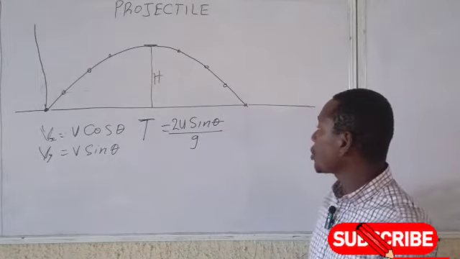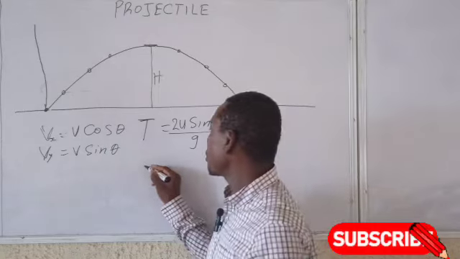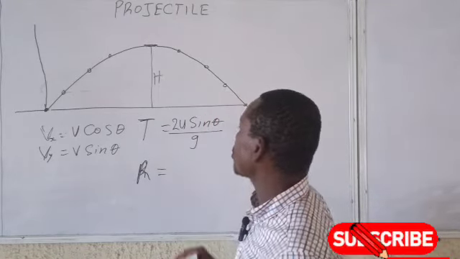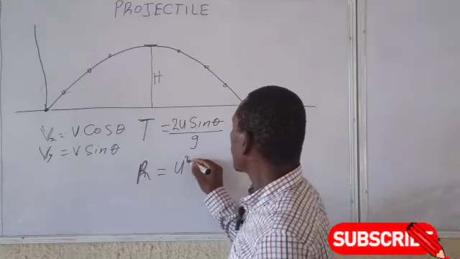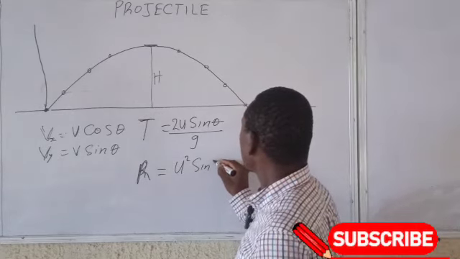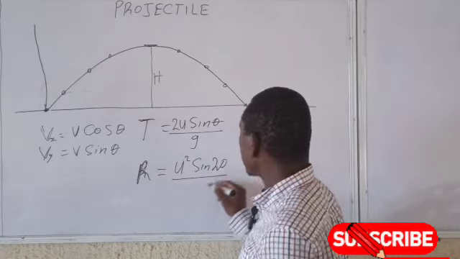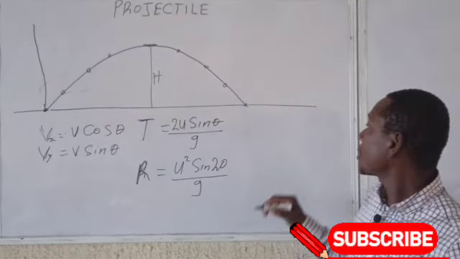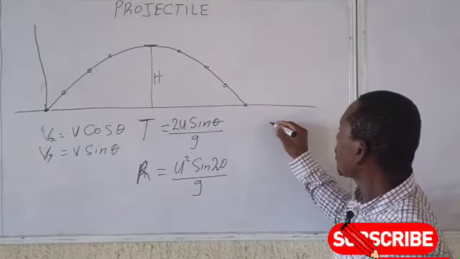So the second thing we're going to talk about is the range. The formula for the range is simple. Range, or horizontal range, represented by R, is equal to u square sine 2 theta all over g. Right? And the last one is actually height.